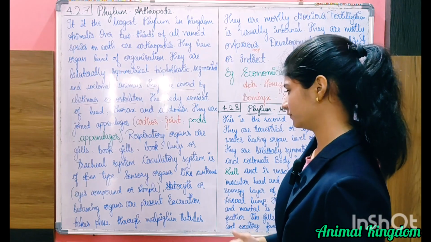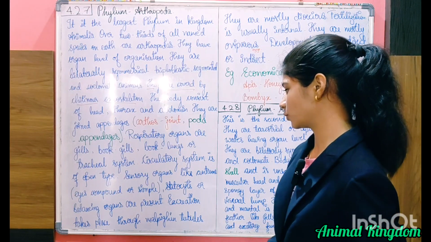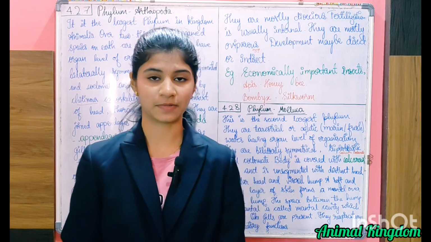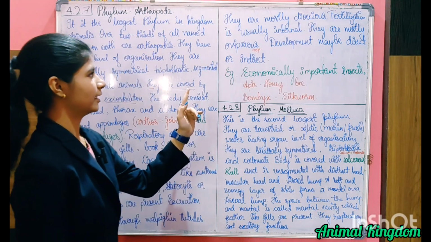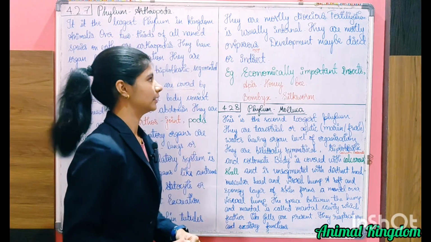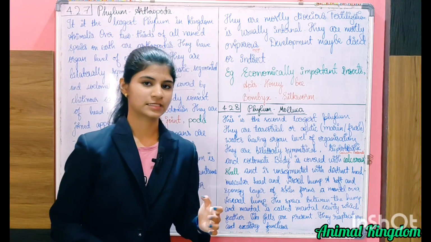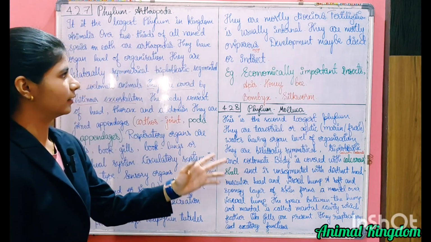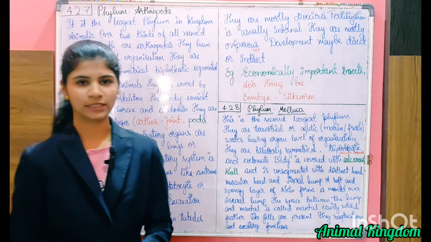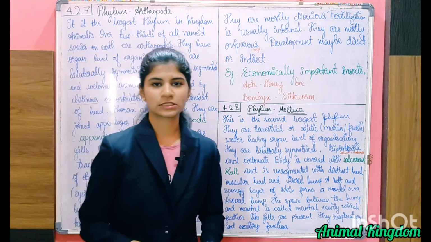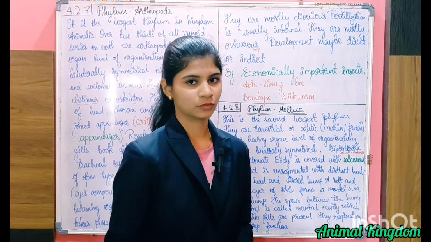Now, excretion takes place through malpighian tubules. Excretion is by malpighian tubules. They are mostly dioecious. It means the sexes are separate, both males and females can be there. And fertilization is usually internal only. They are mostly oviparous. Now what is the meaning of oviparous? There are two types.